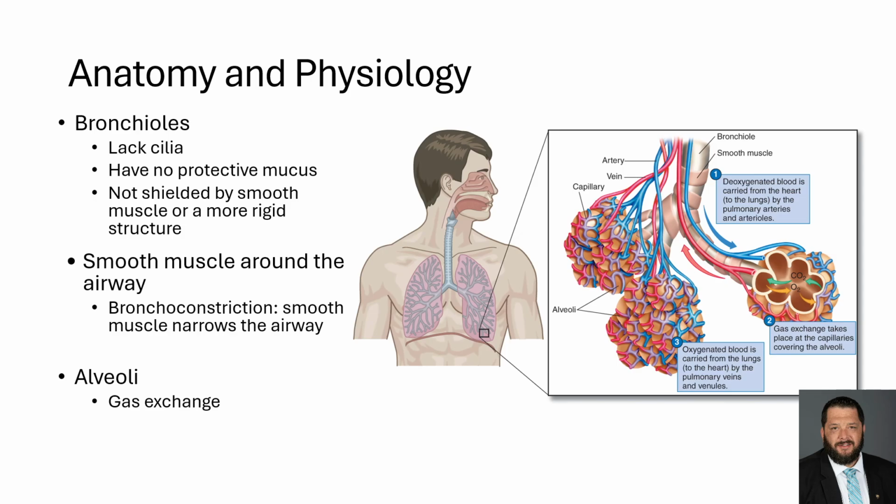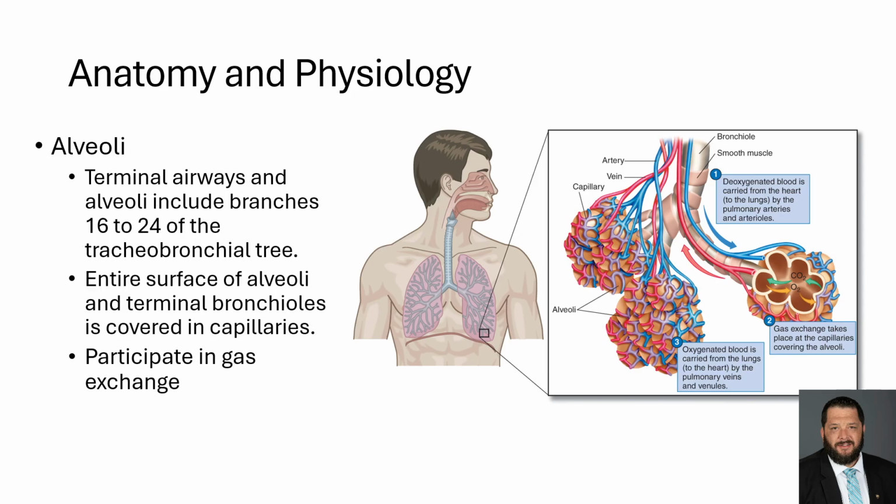The alveoli, the small air sacs at the end of the airway, is where gas exchange occurs, and this is where we exchange carbon dioxide with oxygen. The alveoli are the terminal airways, and the alveolar branches include 16 to 24 in each of the bronchial trees. The entire surface of alveoli and terminal bronchioles are covered in capillaries, and helps facilitate the exchange of gases between the pulmonary system and the circulatory system.